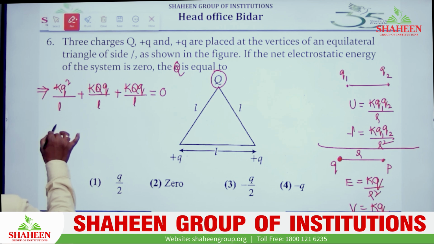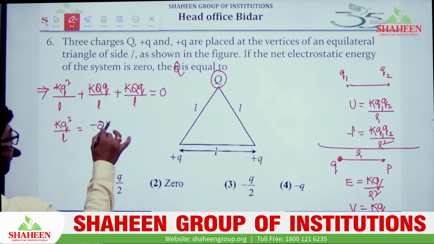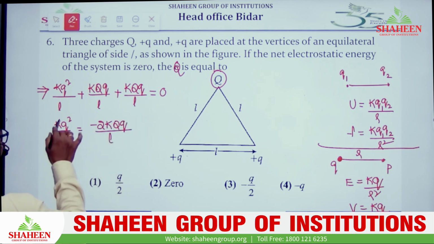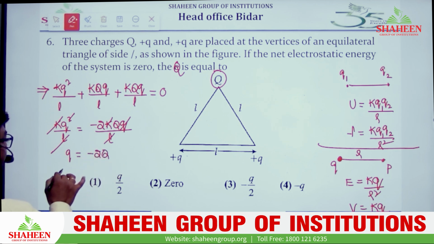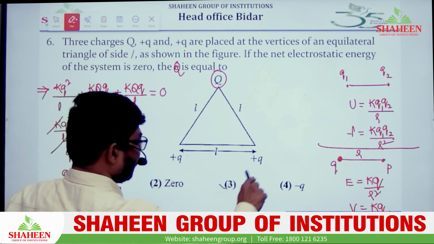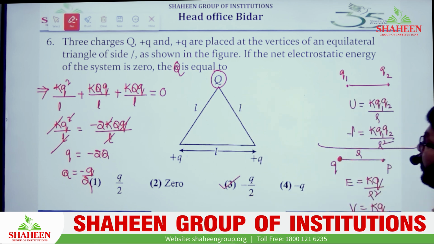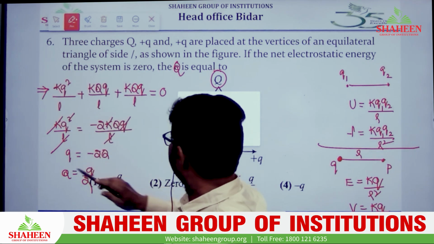Then what can we write? K Q square upon L is equal to minus 2 times K Q upon L. K gets cancelled, L gets cancelled, one Q gets cancelled. Q is equal to minus 2Q. Then Q is equal to minus Q by 2. So minus Q by 2, you have option 3. Option 3 is the correct option. So let us go for the next question please.